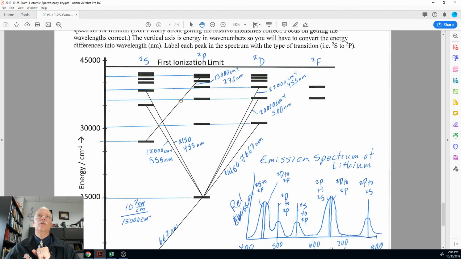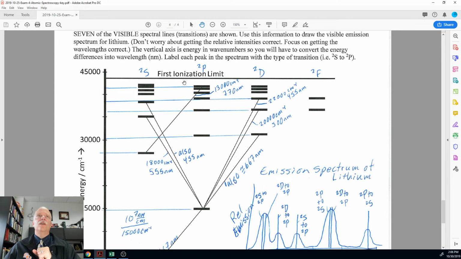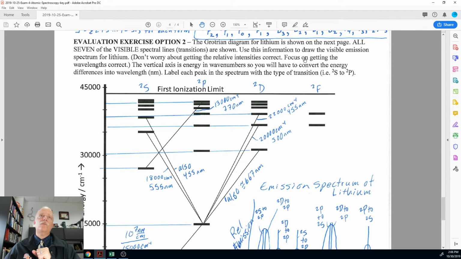Then moving on to the last problem, we have, again, the Grotrian diagram for lithium. I went onto the Atomic Spectral Database and produced this Grotrian diagram, and I asked for all of the transitions between 400 and 700 nanometers. And it showed these 7 transitions. So these are the allowed transitions for lithium in the visible region, and I asked for you to produce a visible emission spectrum for lithium. And I said, don't worry about getting the relative intensities correct, just focus on getting the wavelengths correct. And then I even put a hint in here, the vertical axis is energy in wave numbers, so you'll have to convert the energy differences.